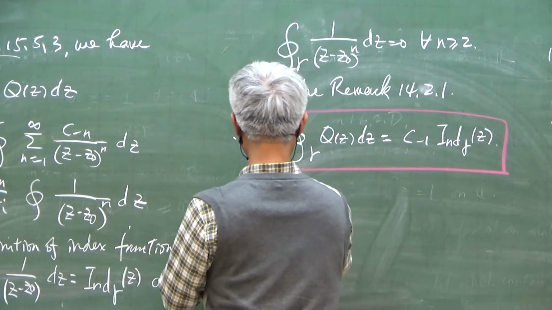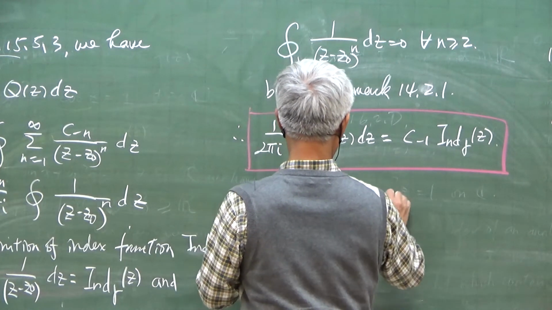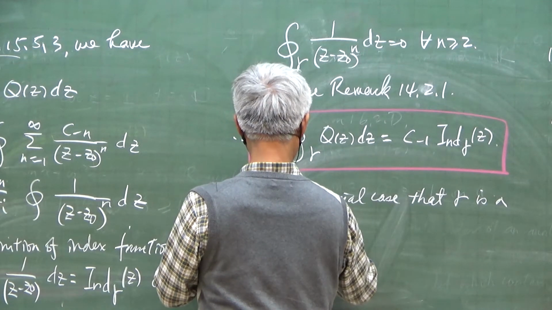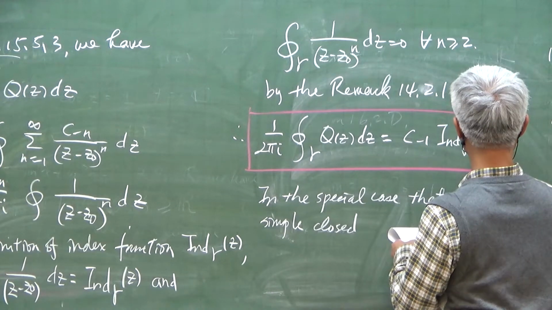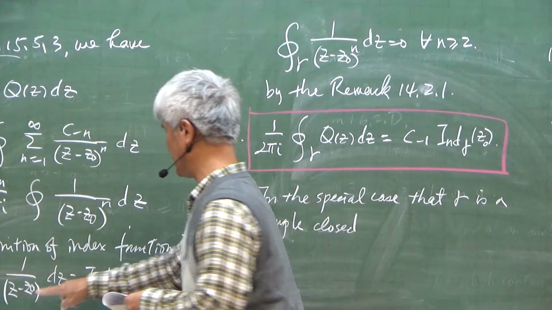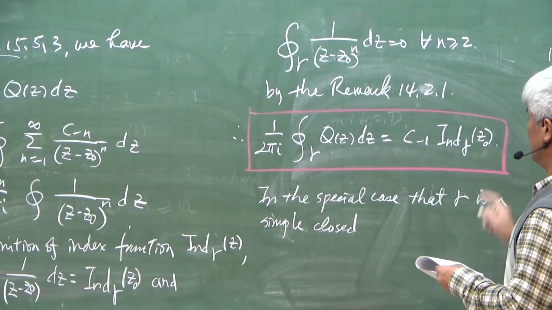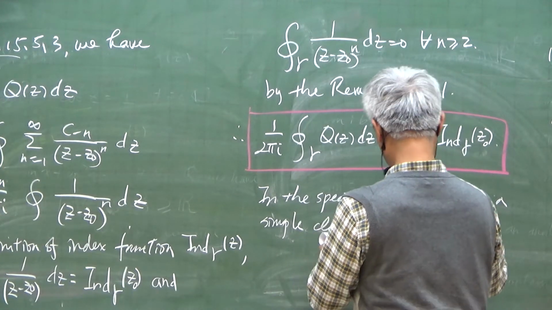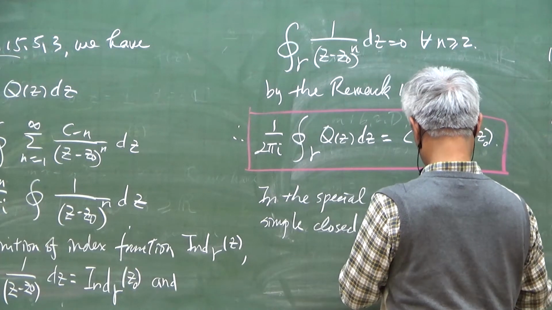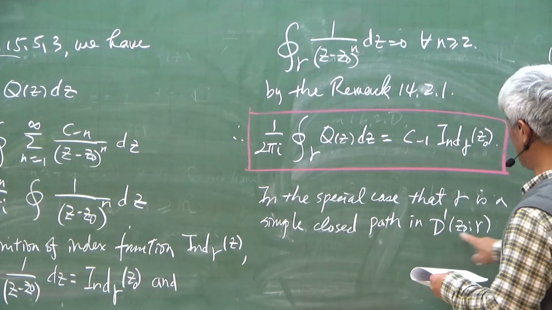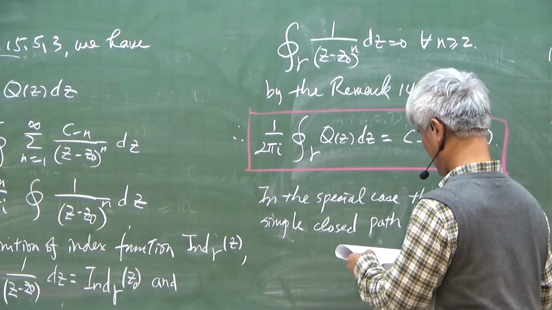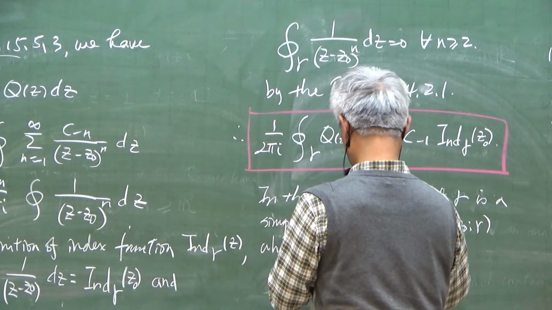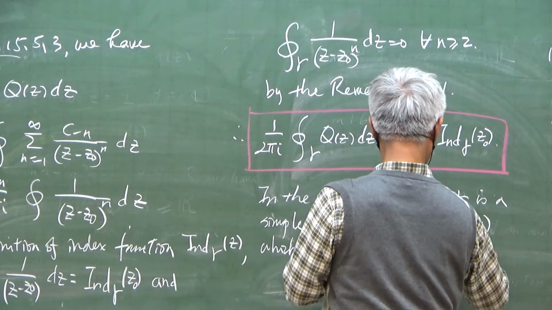Now, in the special case that gamma is a simple closed path. I forgot to put the index of z0. I have to put z0 here because it is about z0. Sorry. So now suppose gamma is a simple closed path in a neighborhood of z0, in the punctured disk, which encloses z0 and is oriented counterclockwise.